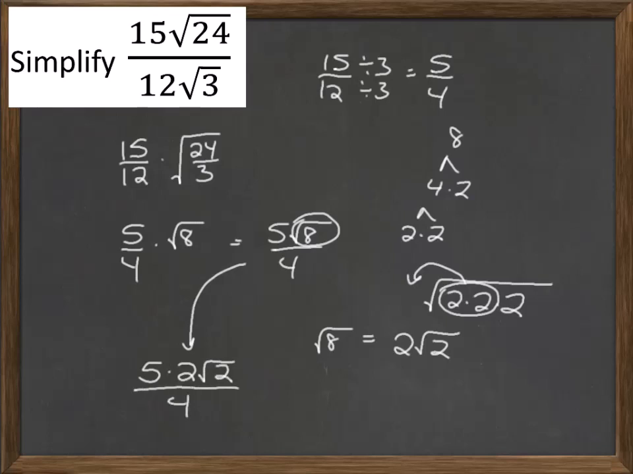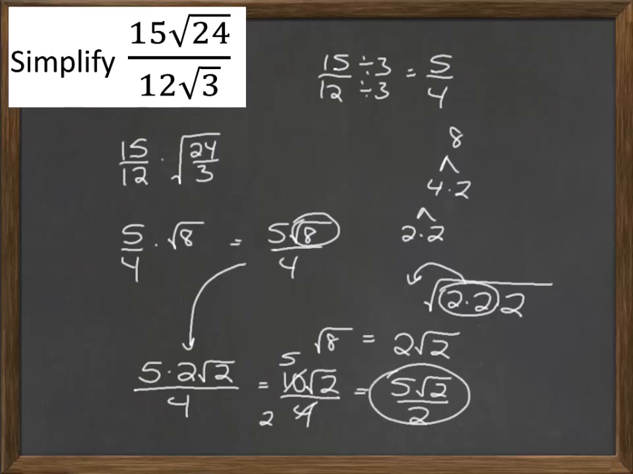Okay, so we're almost done. So now we have 5 times 2. Well, 5 times 2 is 10. So we have 10 square roots of 2 over 4. And then last but not least, 10 over 4 reduces. 10 divided by 2 is 5. 4 divided by 2 is 2. So our final answer is 5 square roots of 2 over 2.